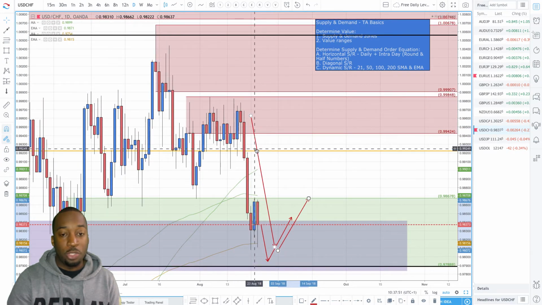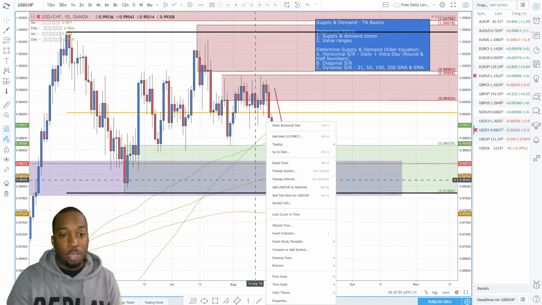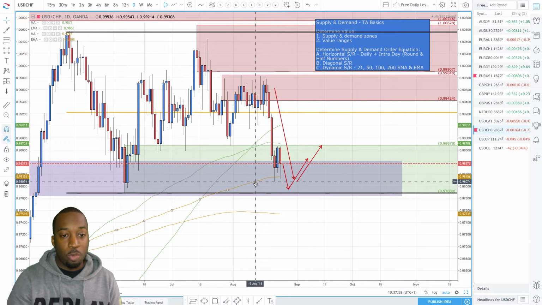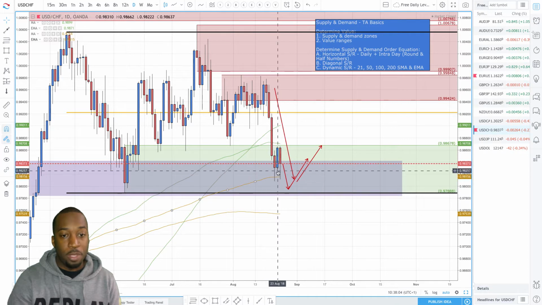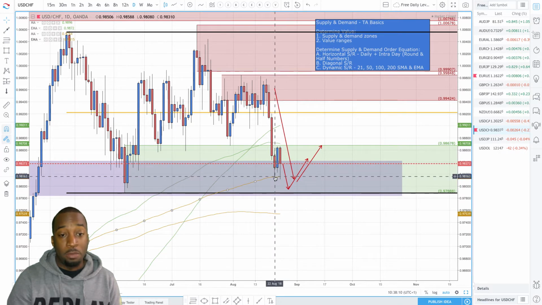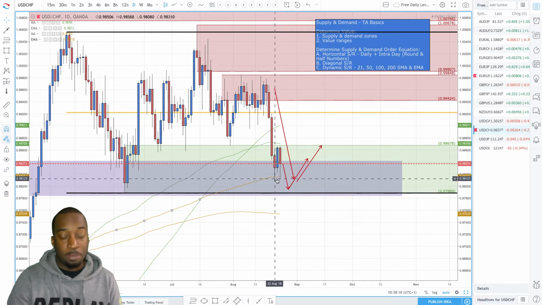The 100 and 200 EMAs and SMAs, right? We've come into this demand zone. We've got a bit of confluence with the 200 EMA, so it's bounced off of here. We could get some traders trading moving average bounces, especially the 200 being a major one. We should get some buying here on the lower time frame chart.